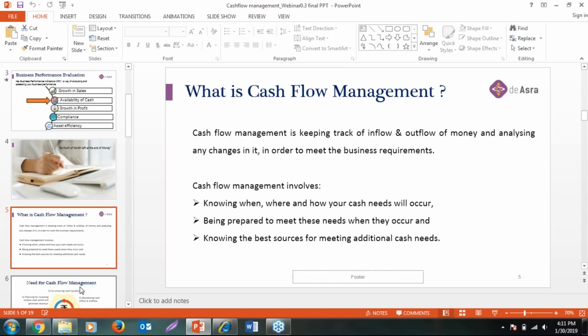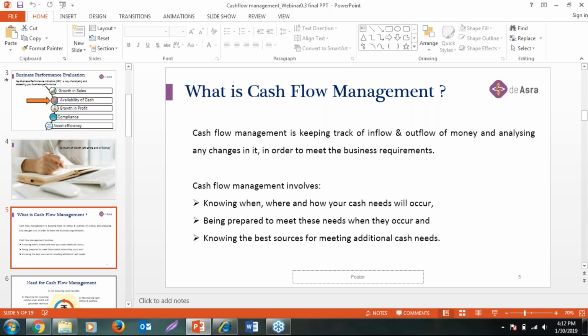So what is cash flow management? I'll just quickly read this. Cash flow management is keeping track of inflow and outflow of money and analyzing any changes in it in order to meet the business requirements. So what is cash inflow and cash outflow? Cash is coming in through various modes, through payments, and cash is going out. Those are your expenses. So this inflow and outflow is taking place through various sources. There is cash generation, and you also need to meet your expenses.